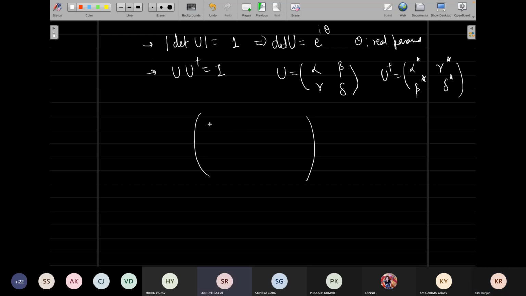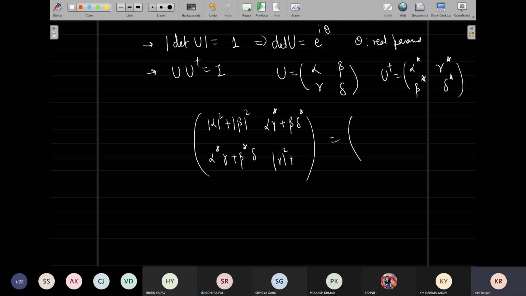Mod alpha square plus mod beta square. Then alpha gamma star plus beta delta star. Then gamma alpha star plus delta beta star, which is alpha star gamma plus beta star delta, basically the complex conjugate of this one. And then this one, mod gamma square plus mod delta square. And this will be equated to what? 1 0 0 1. So not all alpha, beta, gamma and delta are independent.